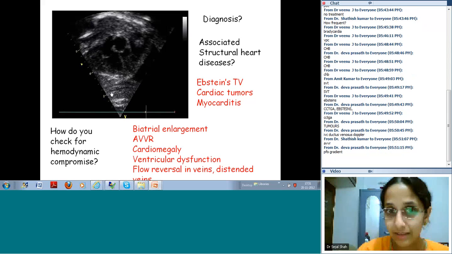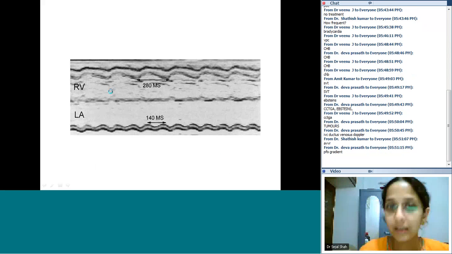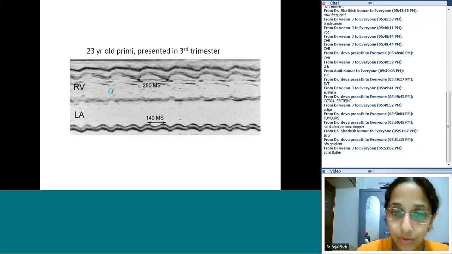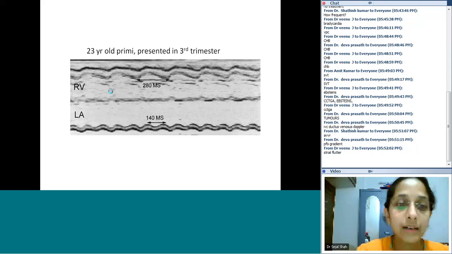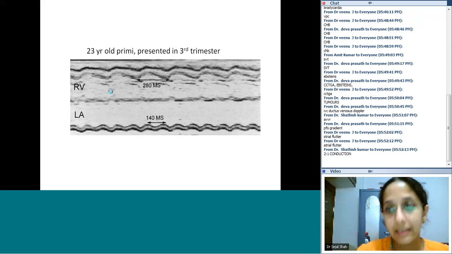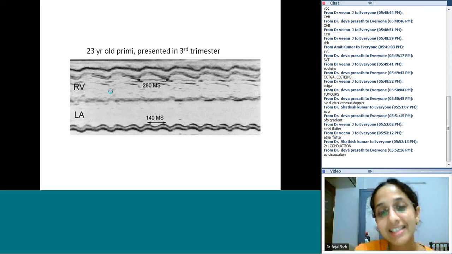Now we can see this figure. This is an M mode of the ventricle and the atria, and you can see that the rates are different. This lady came in the 3rd trimester. She's a 23-year-old primigravida. So as we saw some time ago, 500 milliseconds is the normal RR interval. Yes, correct. So this is a tachyarrhythmia because the RR interval is 280 milliseconds.